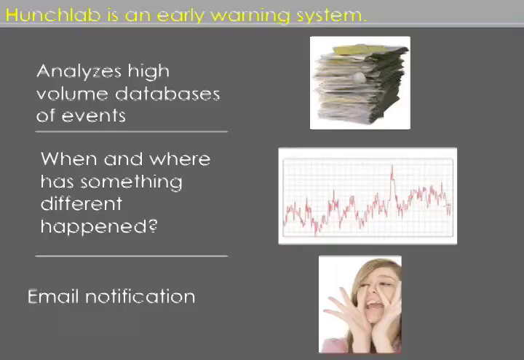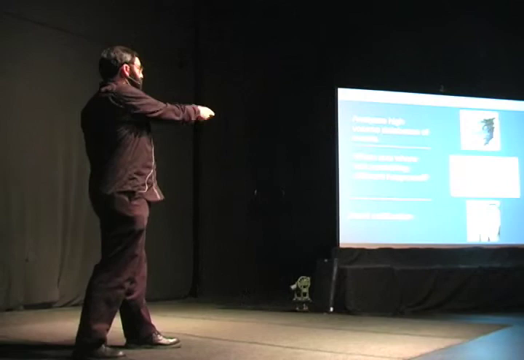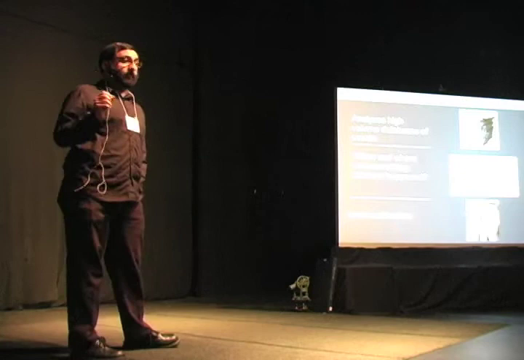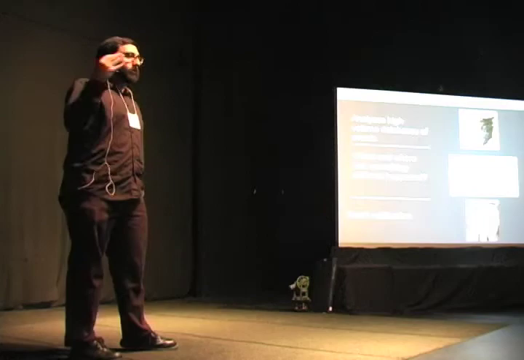HunchLab is an early warning system that's currently deployed to detect spikes in crime activity, geographic spikes. In general, what it does is it analyzes a high volume database of events, say crime all over Philadelphia or any area. It detects when and where something different, something unusual has happened. The way to think about this is sort of like if you're looking for a disease outbreak, you're looking for where there's some unusual activity so that you can respond to it quickly.